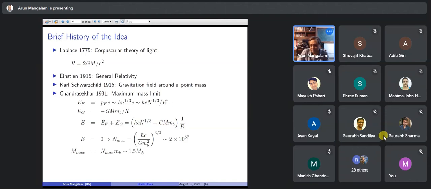You can find this, right? And then you can also write the energy per particle, gravitational energy per particle. That is G M m_b by r. m_b is the mass of one single particle. That's a baryon mass. And when you add the total energy, you see that both scale as 1 over r.